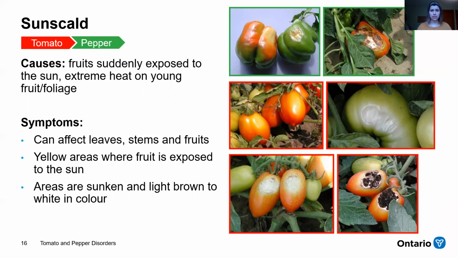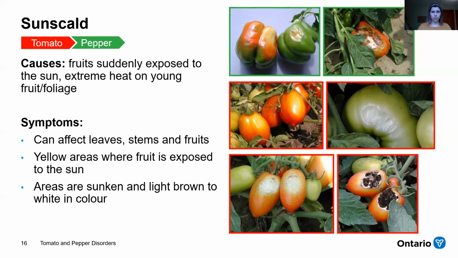So the symptoms of sunscald can affect leaves, stems, and fruit. On fruits, you will primarily see yellow areas where the fruit has been exposed to the sun. And exposure to intense sunlight can also cause tomato fruits to heat up to the point at which red color won't be able to develop at all. In both tomatoes and peppers, areas tend to be sunken and light brown to white colored. And then this also allows the fruit to be invaded by secondary organisms, causing rot.